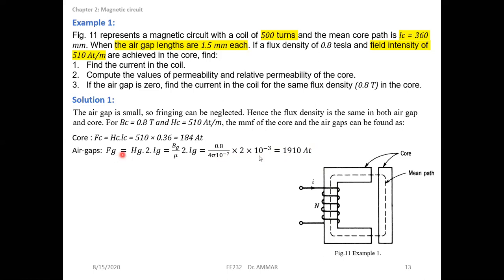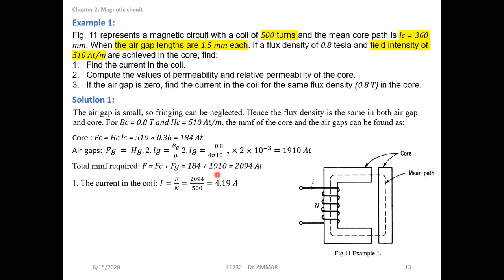And the air gap MMF, the final value is 1910 ampere turn. Now let's go back to the expression of the current. The current equals the total MMF over the number of turns, which is F over N, and the result, as you can see here in the presentation.